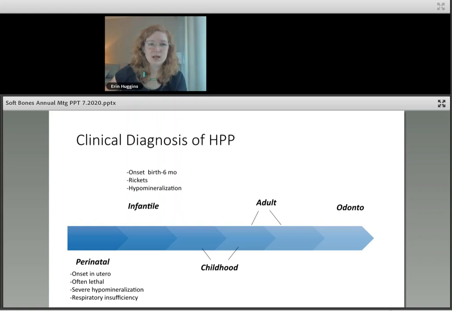We then have infantile onset HPP, which can range anywhere from birth to 6 months of age. Of course, while babies are growing in utero, they still do have HPP, and some of that might be apparent early on, but typically it's not seen until a little bit later. These children can have rickets or bone bowing, kind of like the radiographs that Dr. Kishnani showed you, and of course hypomineralization of the bone. Generally, infantile is still a pretty severe form of HPP, and many of them are able to now receive treatment and live longer lifespans. However, there are still some significant complications.